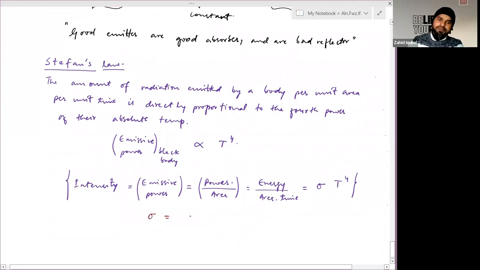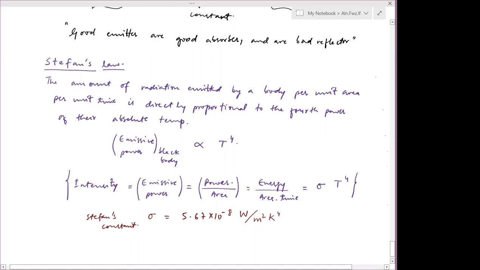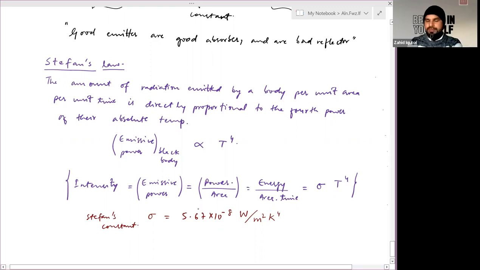Sigma equals 5.67 into 10 to the power minus 8 watt per meter square Kelvin to the power 4. This is Stefan's constant. Any doubt? No, sir.